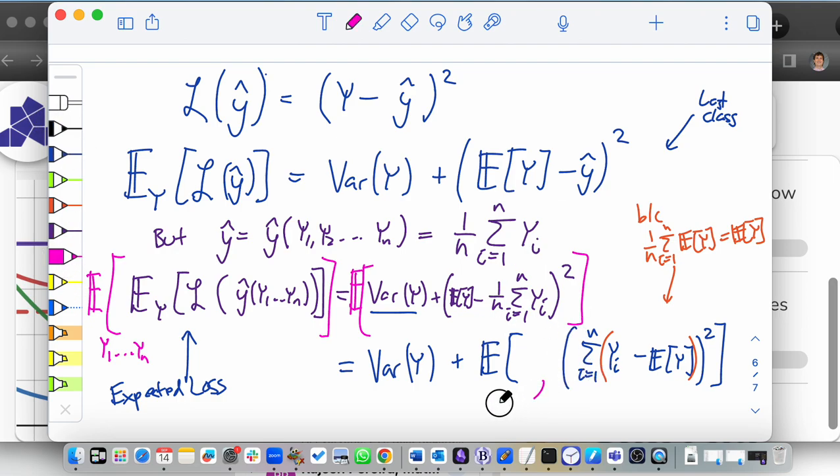It hops out to give a 1 over n squared, right? Because it was squared from the 2. And now it really is a sum of terms, and I'm adding them up and I'm squaring them. And each term is mean 0. Individually, each term is mean 0.